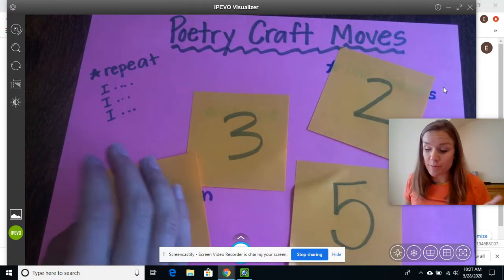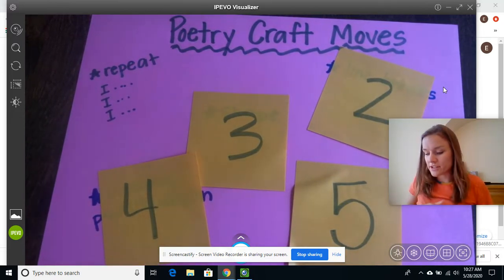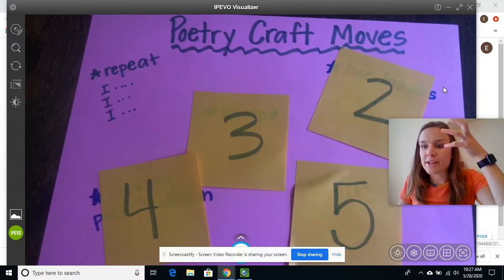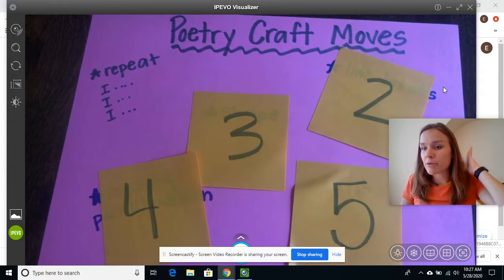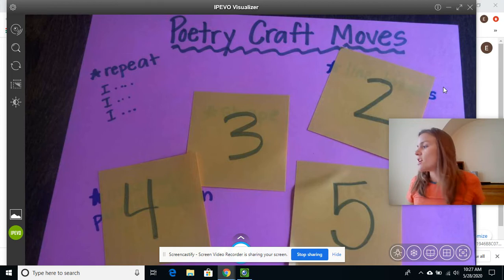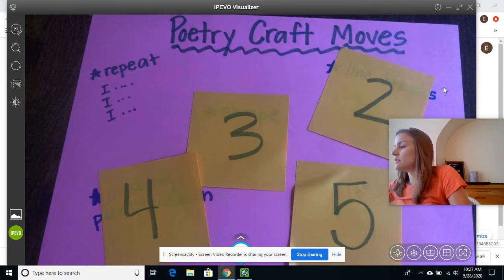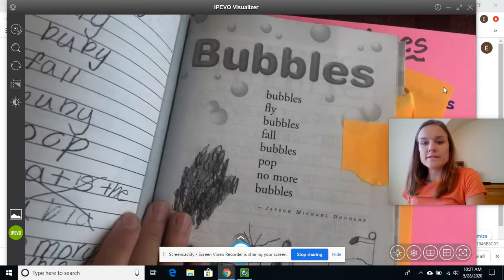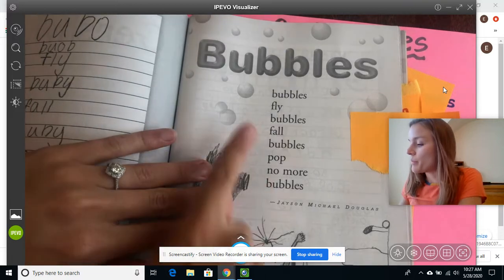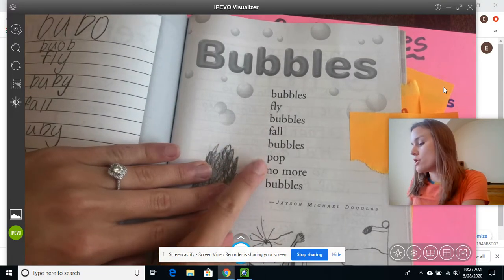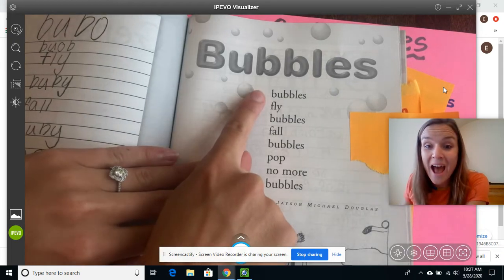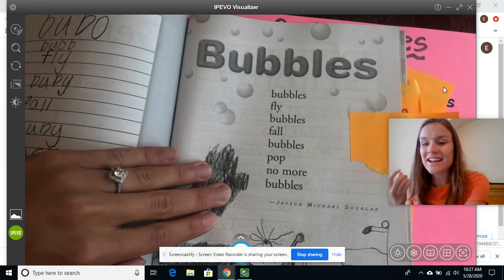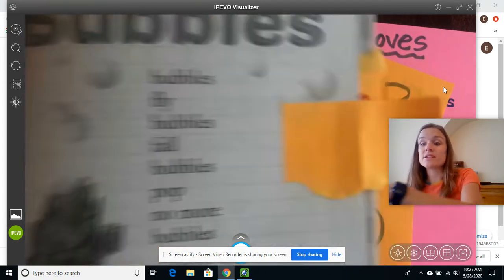Yesterday, I did that with my sunshine poem, but I wanted to show you how a first grader did that. In poetry, you can repeat words, you can repeat phrases, you can repeat as much as you want, just like this. In this poem, it's called Bubbles. Bubbles fly, bubbles fall, bubbles pop, no more bubbles. Notice how many times the author chooses to write the word bubbles. That is a poetry craft move, repeating yourself.